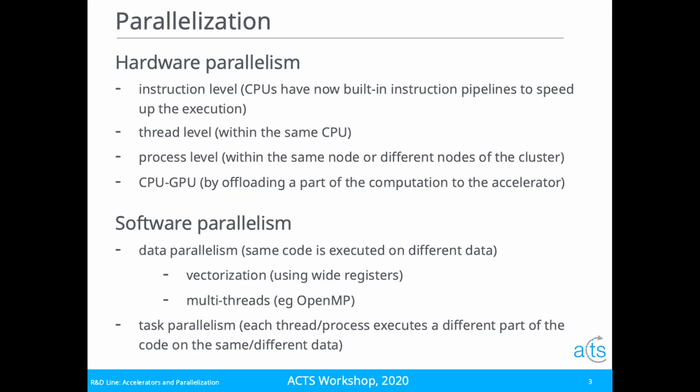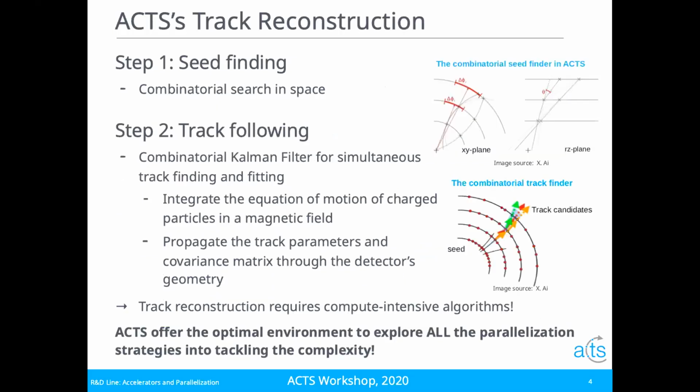If you look at software parallelism, we look at two different procedures: data parallelism, which means the same code is executed on different data, and task parallelism, which means that each thread or process executes a different part of the code on the same or on different data. And the most used data parallelism approaches are vectorization and multithreading.